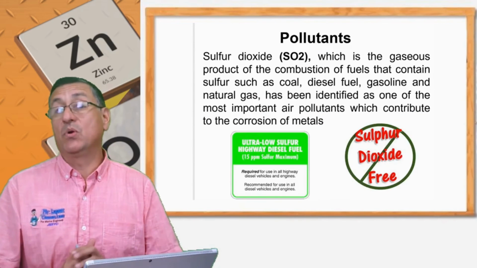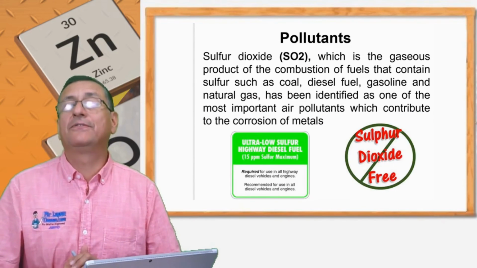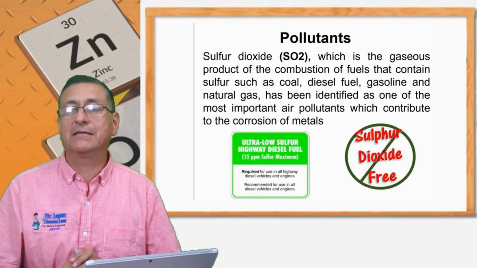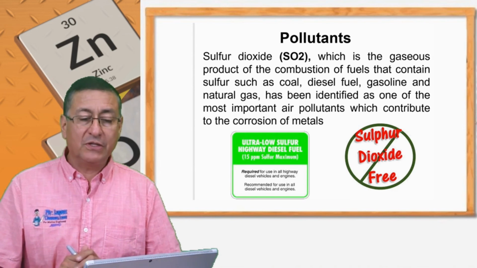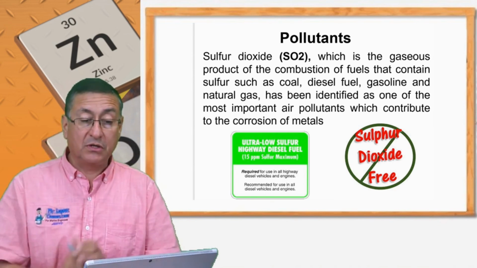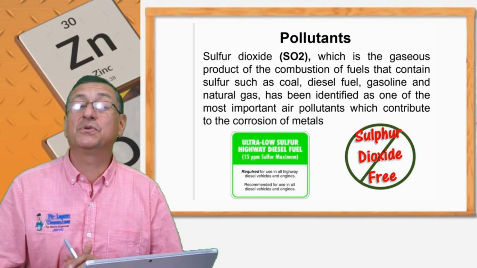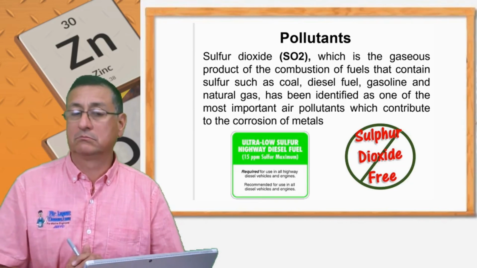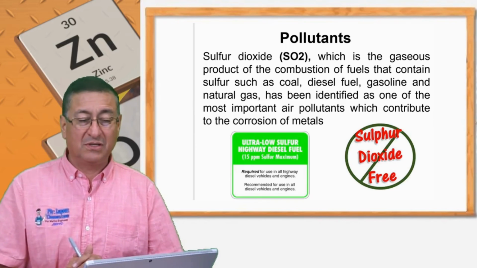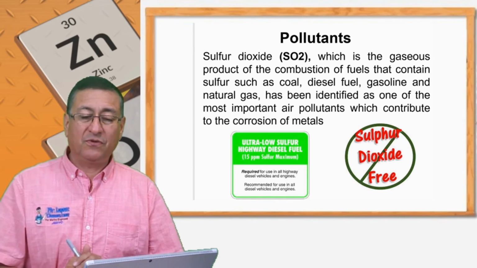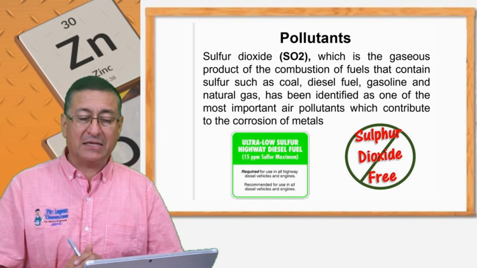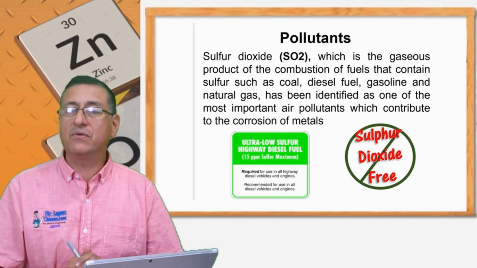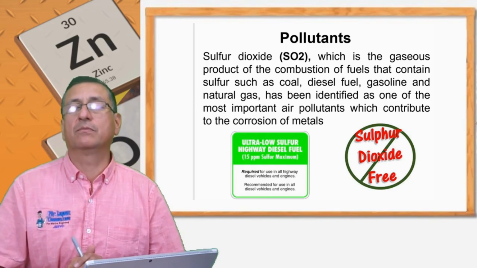And once again, the pollutants. Once again, sulfur oxide. Sulfur dioxide is basically the major one. It is a gaseous product of the combustion of fuel, you remember, produced in the incomplete combustion of the regular petroleum diesel. Fuels containing sulfur, coal, diesel, gasoline, and natural gas. It is one of the most important air pollutants and contributes to the corrosion of the environment.